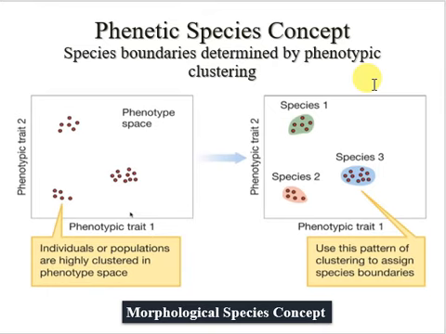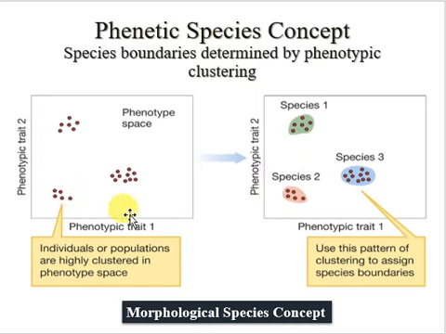Moving into a different concept, the phenetic species concept. This is also referred to as the morphological species concept. According to this concept, a species is defined as a set of organisms that look similar to each other and distinct from other sets. It essentially draws clusters around groups of individuals in what you can call morphospace. So it draws clusters around phenotypically similar individuals or populations, and uses that clustering method in this phenotypic space to draw species boundaries between those clusters.